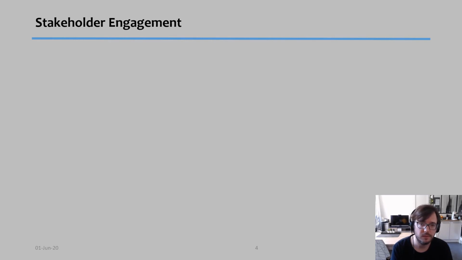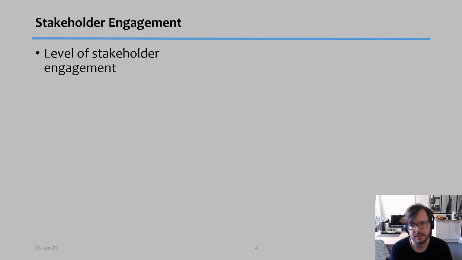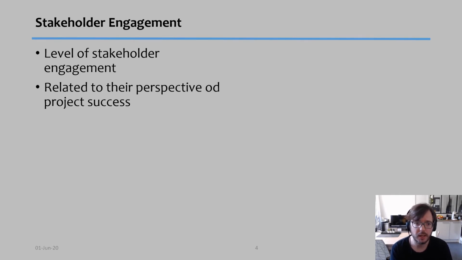So the other thing we have is stakeholder engagement. Now, this model basically says that we need to understand what is the level of engagement that we want with the stakeholder and what is the level that they currently have. This level of engagement, which is how involved they are with your project, will depend on a variety of things.